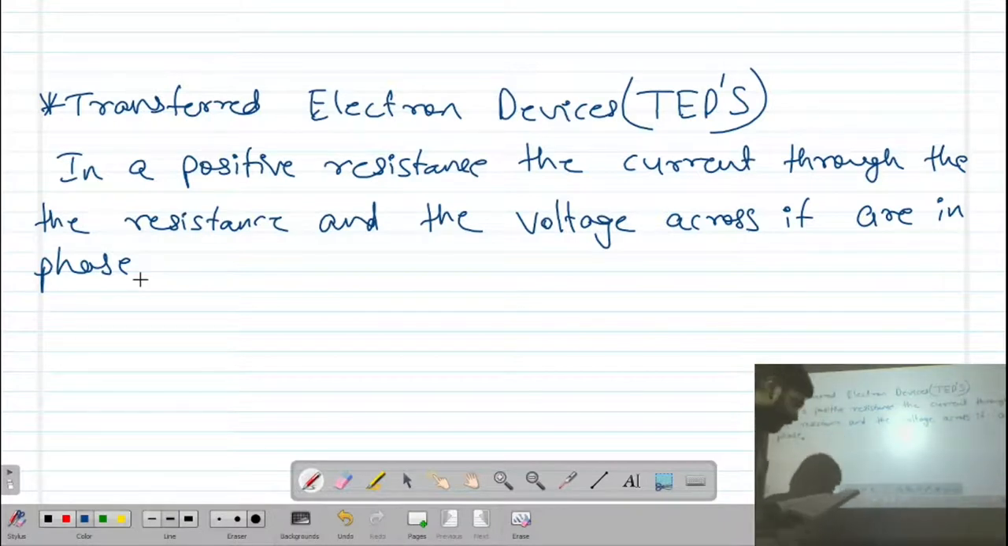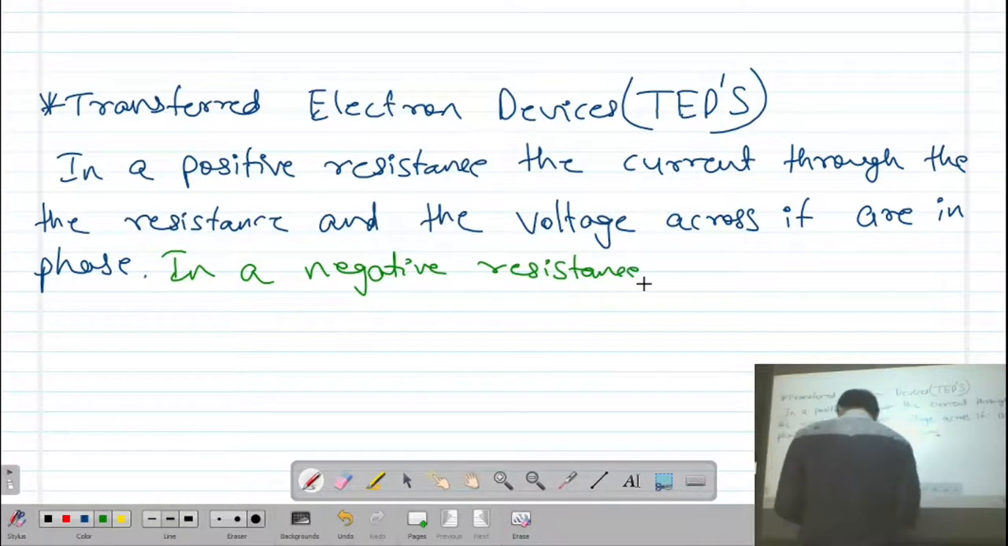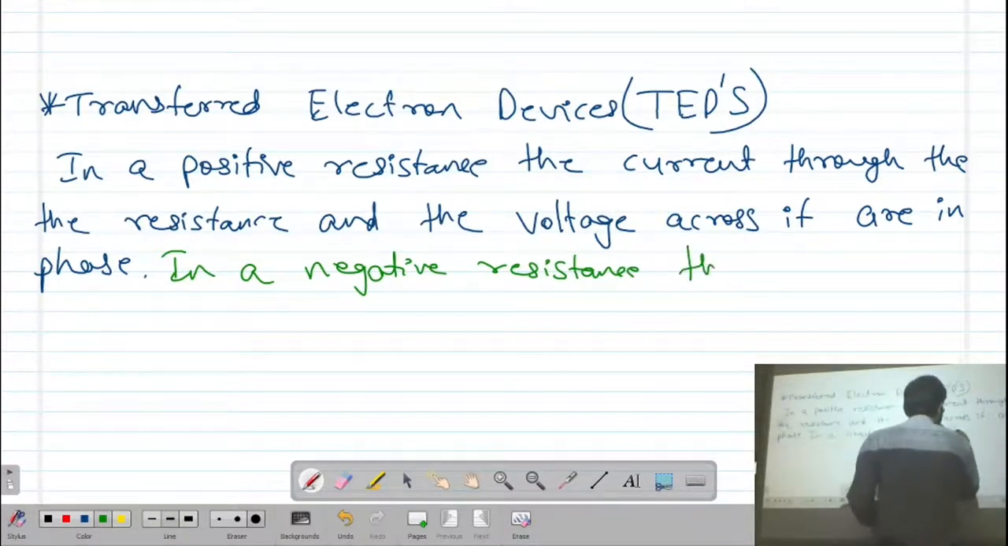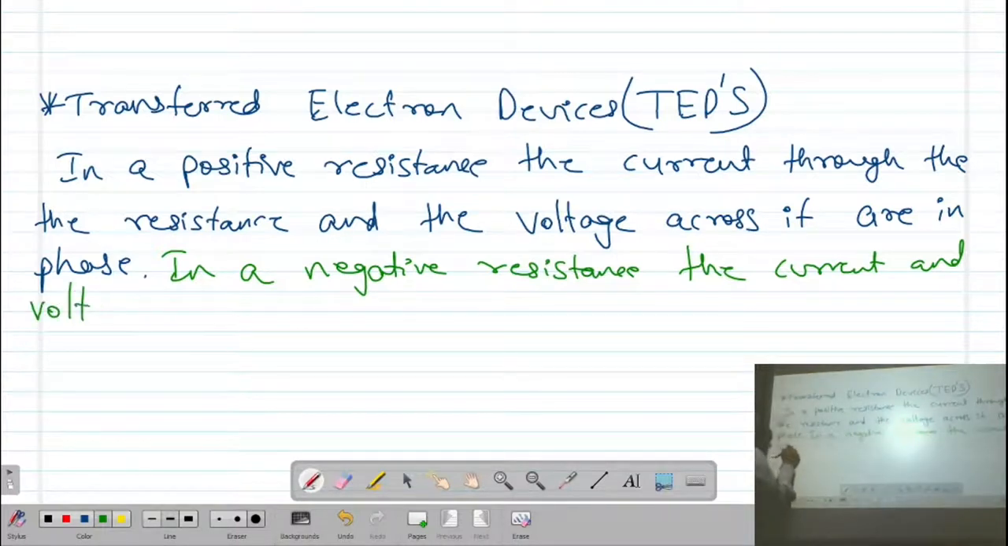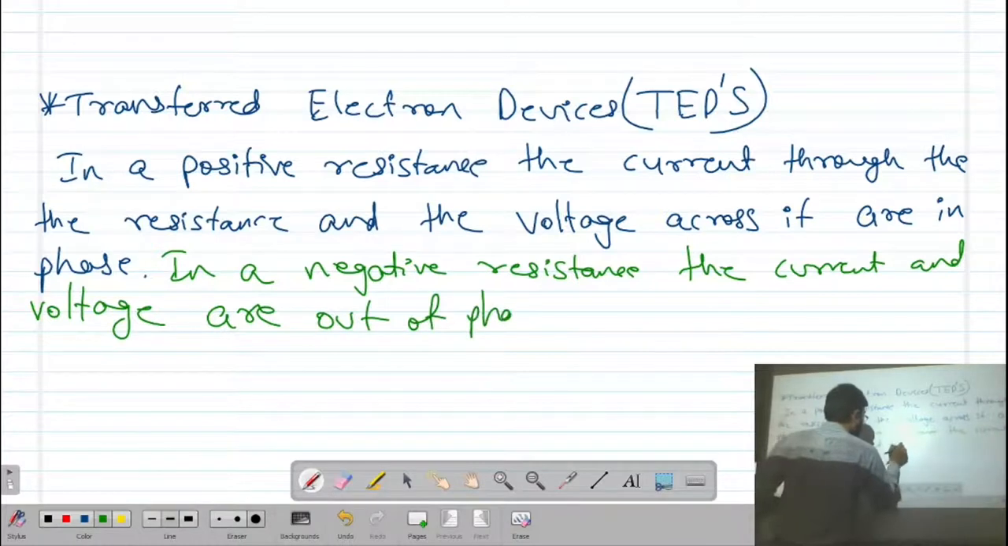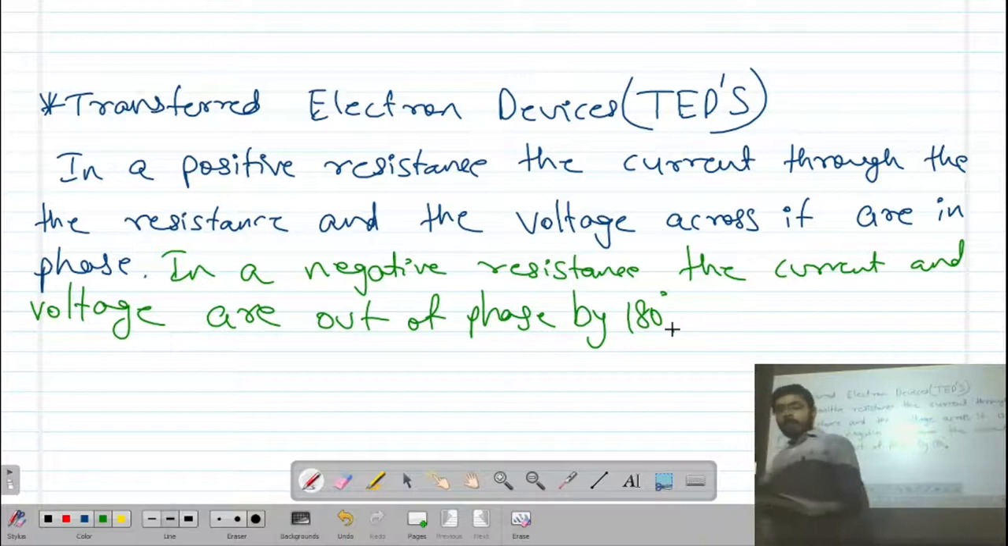Normally we will study the in phase relations of voltage and current, but what happens in a negative resistance? In a negative resistance, the current and voltage are out of phase by 180 degrees. So in the negative resistance region or in the negative resistance devices, the current and voltage will be out of phase by 180 degrees.